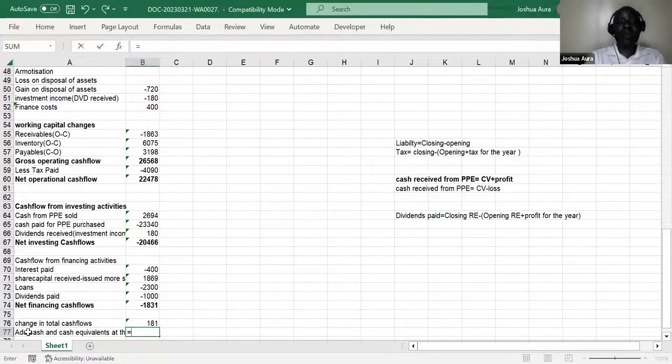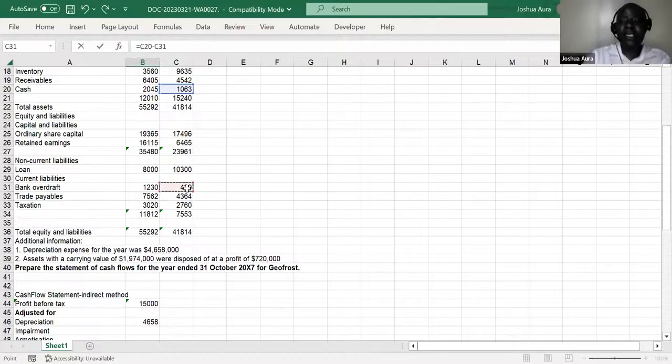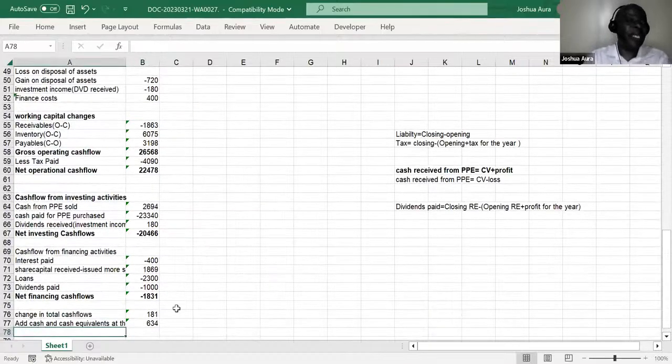So tab like that, you say equals. Look for your cash, page up. I can see cash at the beginning is 2016, which is 1063 there. All right. You see there is a bank overdraft. Bank overdraft is a cash equivalent, and the bank overdraft has to be negative. So I'm taking the cash in 2016 minus the bank overdraft in 2016. So I'll say here minus this bank overdraft in 2016, 429 like that. And then I say enter. So I'm getting 634.